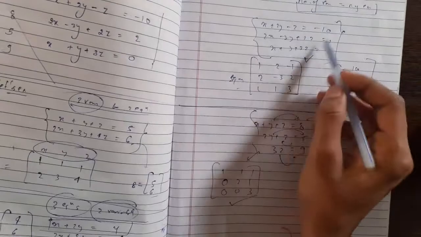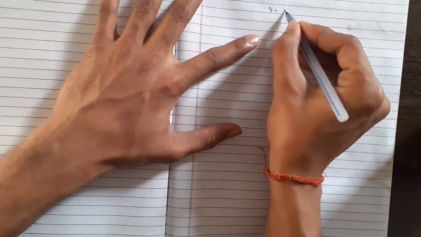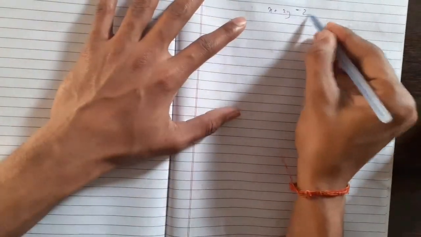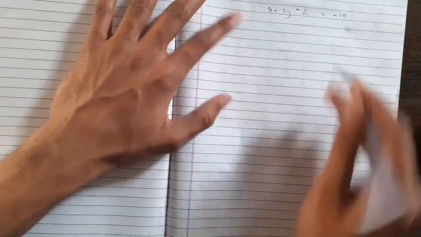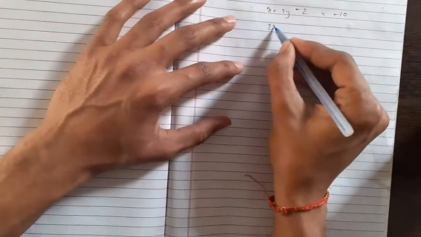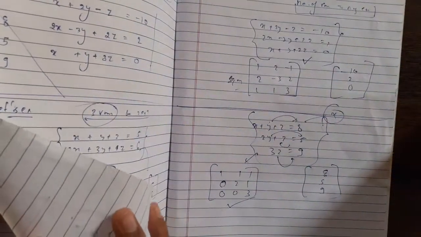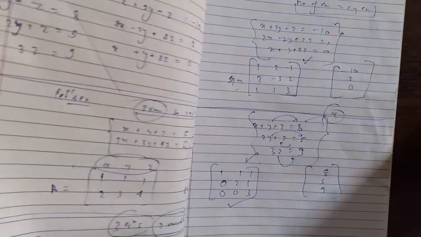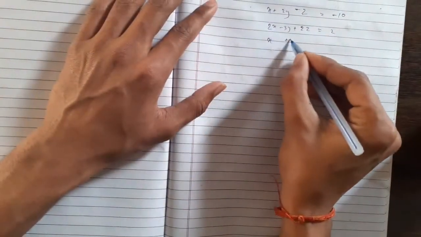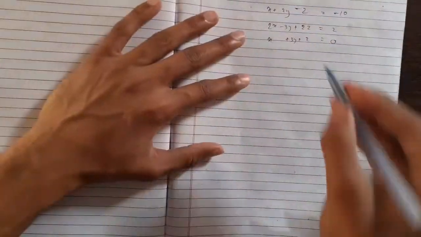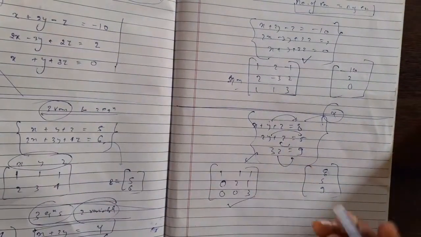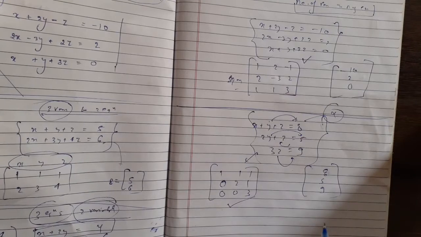So we have the example: x plus 2y minus z equals minus 10, 2x minus 3y plus 2z equals 2, and x plus y plus 3z equals 0.